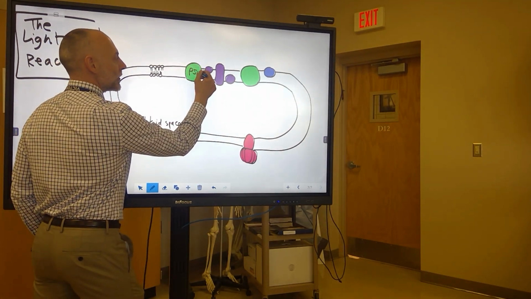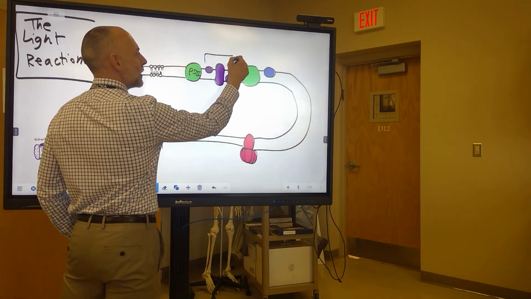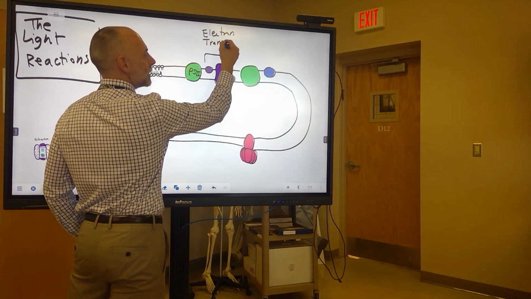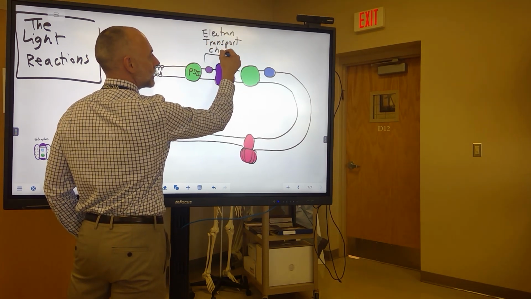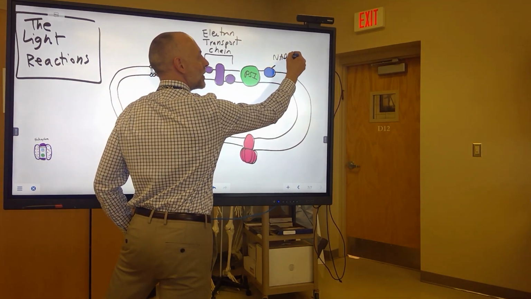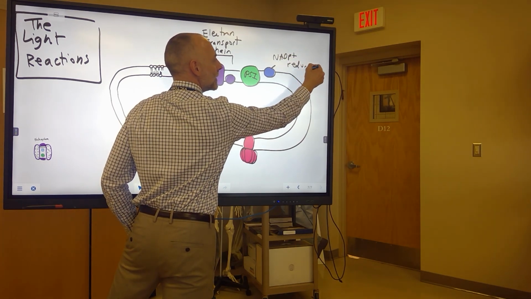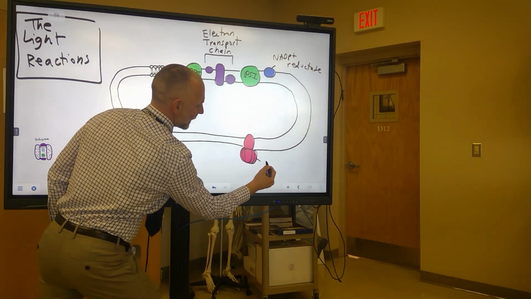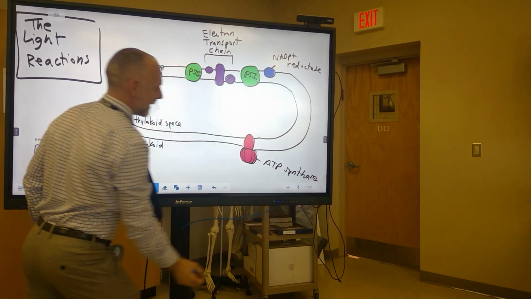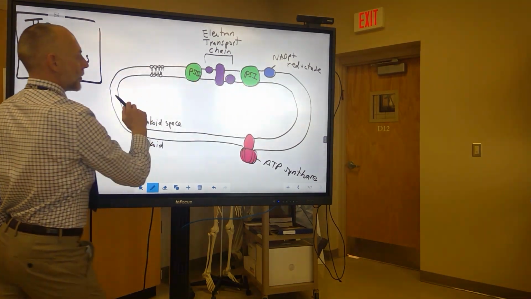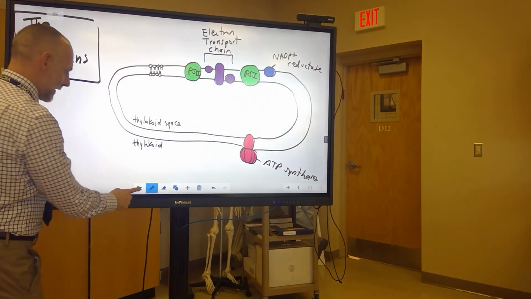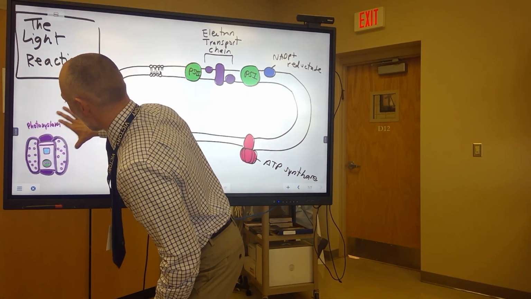As we're zooming in on this one thylakoid, we're going to look at a handful of structures. We've got photosystem 2. We've got a sequence of molecules called the electron transport chain. We've got photosystem 1. We've got an enzyme called NADP plus reductase. We've got another enzyme called ATP synthase. And we're looking at one thylakoid, and inside we've got the thylakoid space.